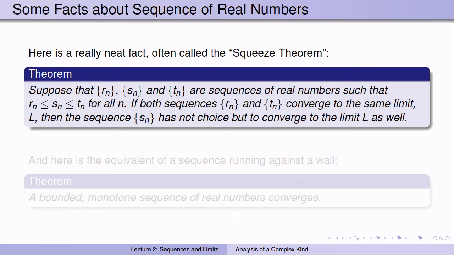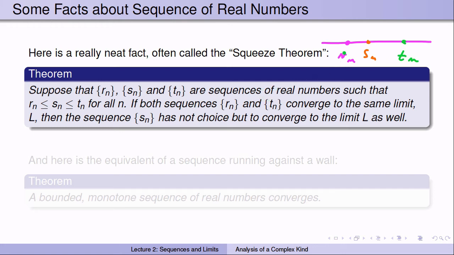Here's another really neat fact, and you may have heard about this in calculus. It's called the squeeze theorem. Suppose you have three sequences, Rn, Sn, and Tn. And suppose they're all nicely lined up. So Rn is always the one at the bottom, less than or equal to Sn, the one in the middle, and less than or equal to Tn, the one to the right. If you were to draw a number line, we would have Rn, and then Sn, and then Tn.